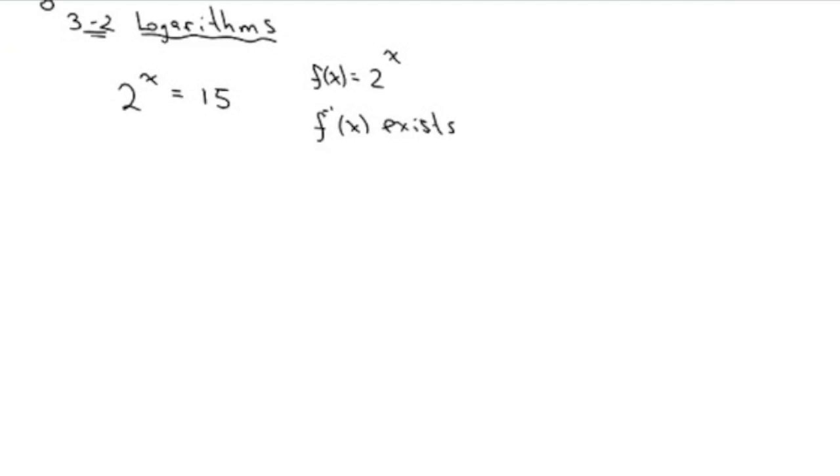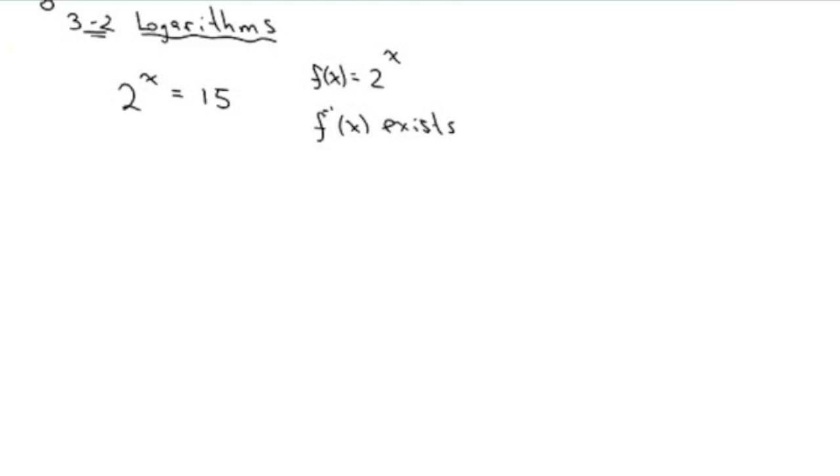So, if f of x is equal to 2 to the x, and I know that 2 to the x is a one-to-one function, how do I know that? Because it's 2 to the x. It's always a one-to-one function. How do you prove it's a one-to-one function? That's the horizontal line test on the graph.